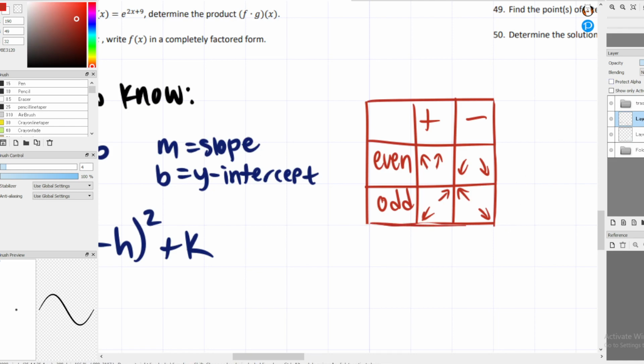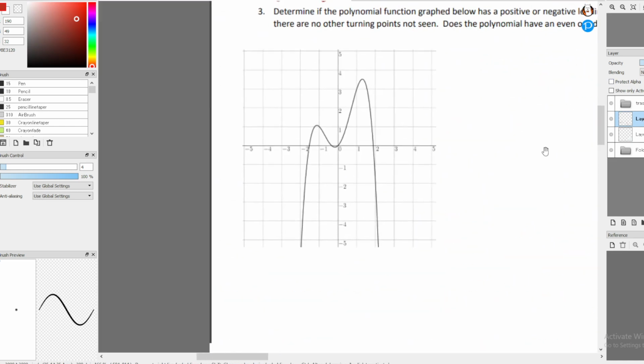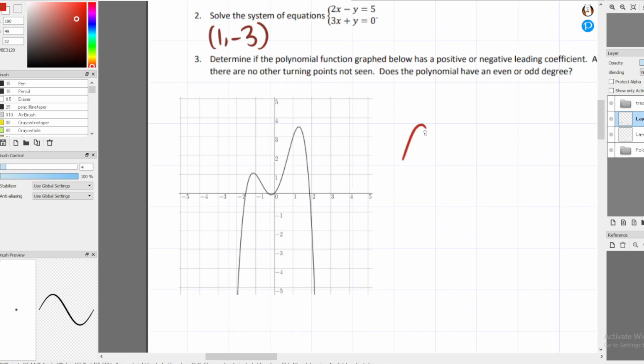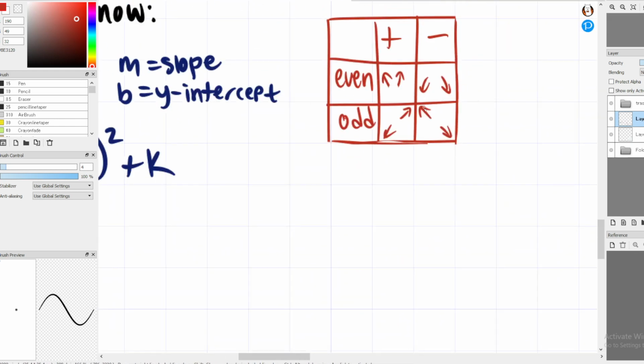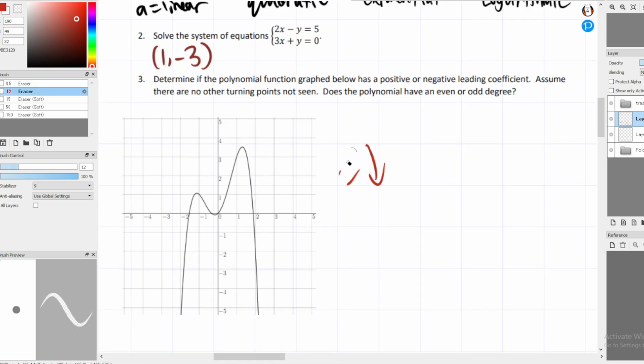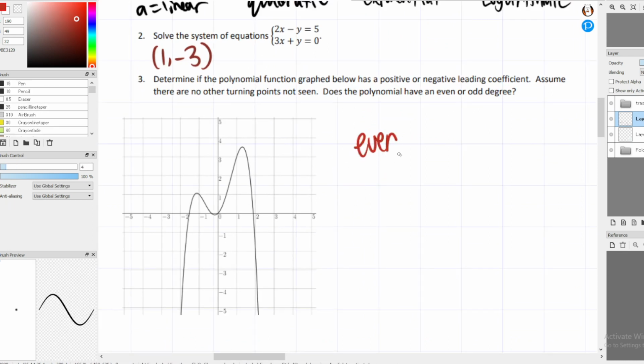This chart is going to be handy for us up here because we can see that both of our ends are pointing downwards, which is what this chart said over here. Both of our ends are pointing downwards, which means it's even and has a negative leading coefficient. So we'll say even degree, negative leading coefficient.